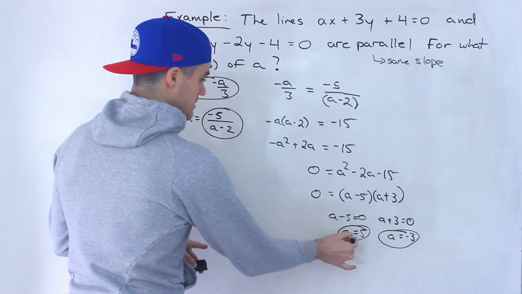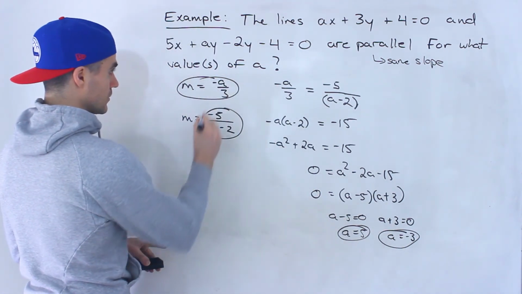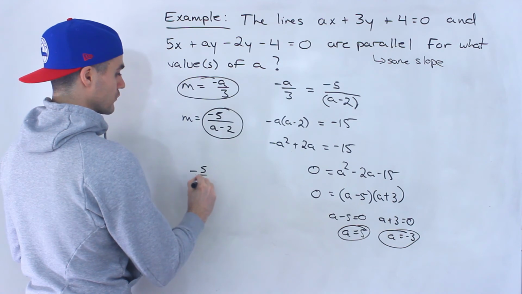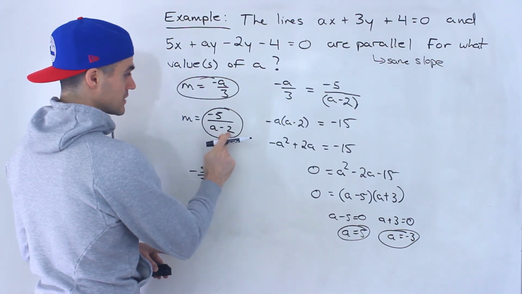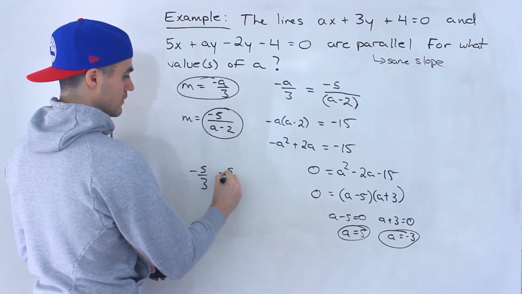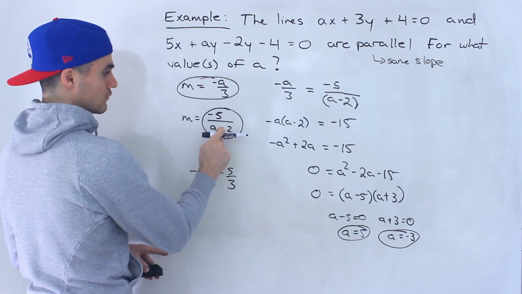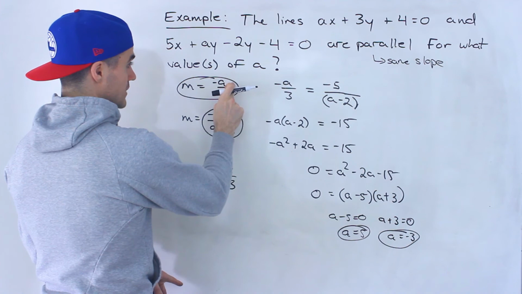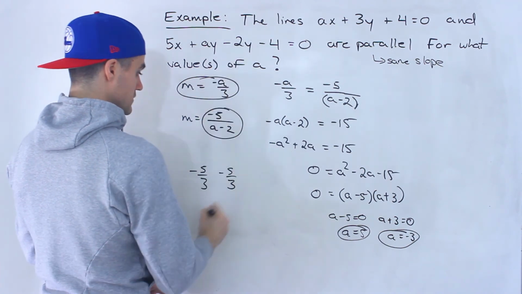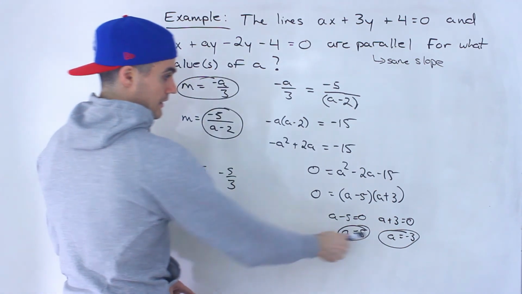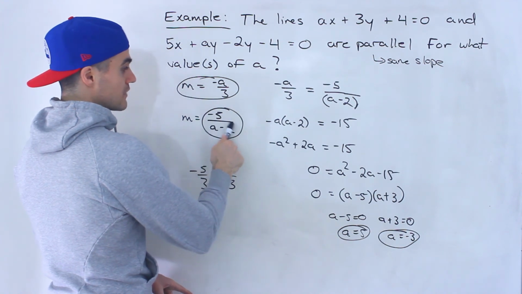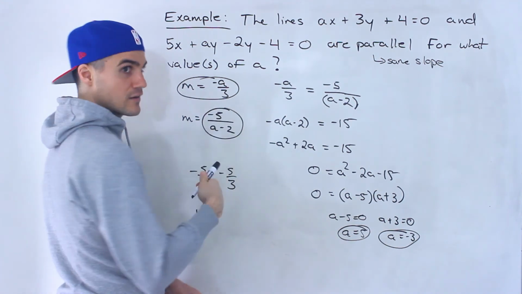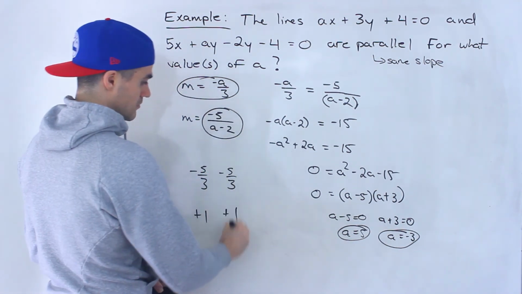You could take this a value of 5, plug it in. Well, notice if I plug it in here, I'll have negative 5 over 3. If I plug it in here, 5 minus 2 is 3. I'll have negative 5 over 3 for this line as well. If I take negative 3, negative times negative is positive. Positive 3 over positive 3 gives us positive 1. Negative 3, if I plug it in for a, notice I'll have a negative 5 in the denominator. Negative 5 divided by negative 5 is positive 1.